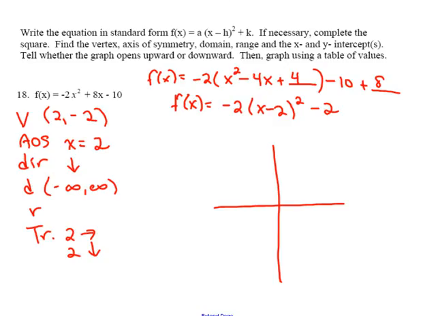Okay, so now let's graph. 2 to the right and 2 down. There's the vertex, and it's a parabola facing downward, so draw your curve. Now you can find the range. The smallest y can be is negative infinity. The largest y can be is negative 2. And that is section 10.4 review.